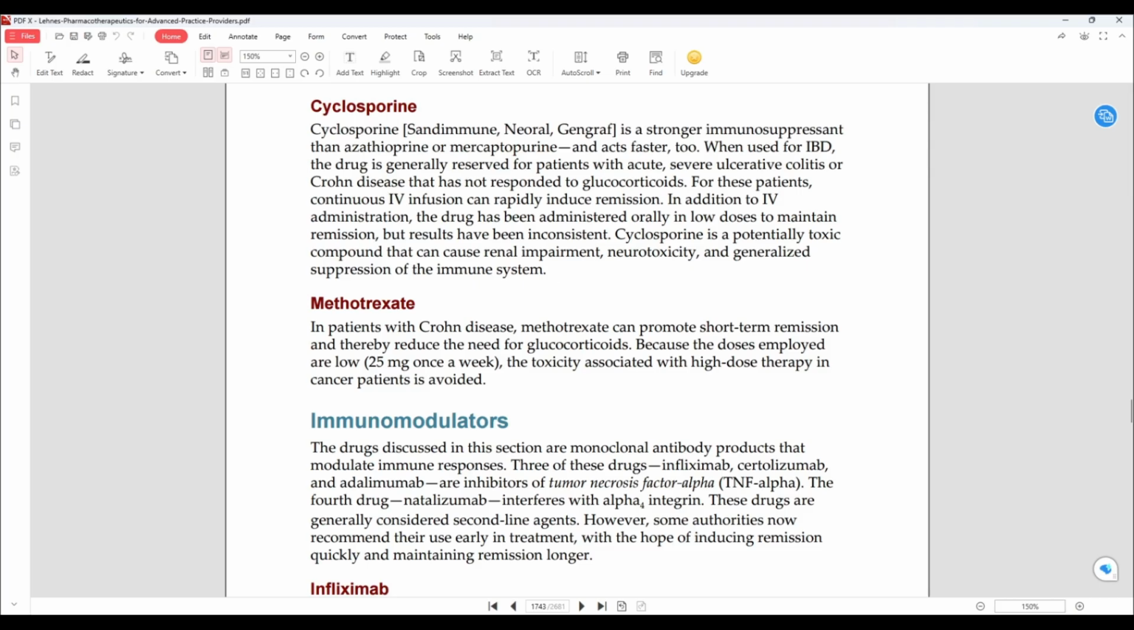Cyclosporins. Cyclosporin is a stronger immunosuppressant and acts fast. When used for IBD, the drug is generally reserved for patients with acute, severe ulcerative colitis or Crohn's disease that has not responded to glucocorticoids. For these patients, continuous IV infusions can rapidly induce remission. In addition to IV administration, the drug has been administered orally in low doses to maintain remission, but results have been inconsistent.